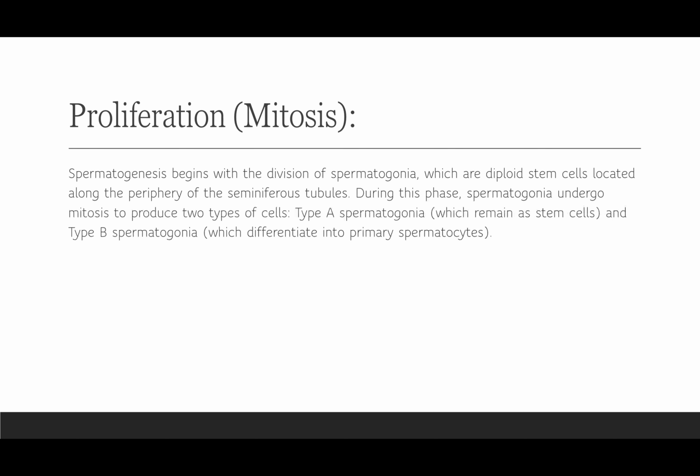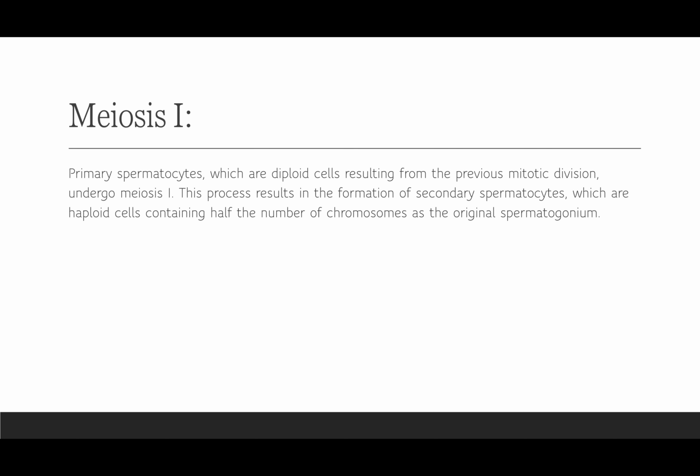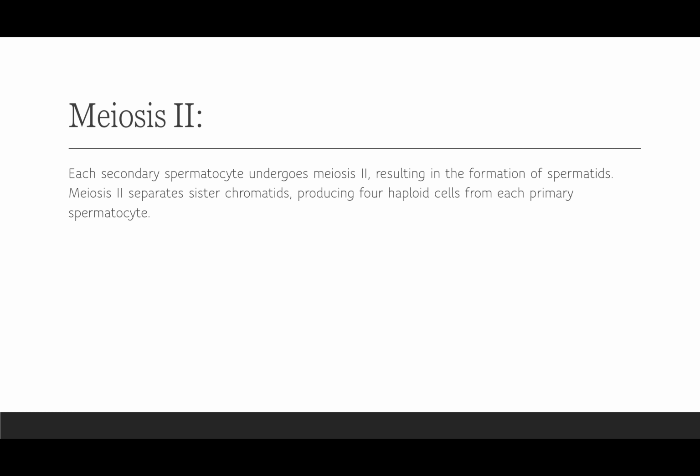Or that happened before, and then they continue to undergo meiosis 1, and this process results in the formation of secondary spermatocytes, which are haploid cells containing half the number of chromosomes as the original spermatogonium, right? So originally, the spermatogonium would have gone through mitosis and creates primary spermatocytes, right? The primary spermatocyte will undergo meiosis 1 to create secondary spermatocytes, right? Each secondary spermatocyte now will undergo meiosis 2, resulting in the formation of spermatids.